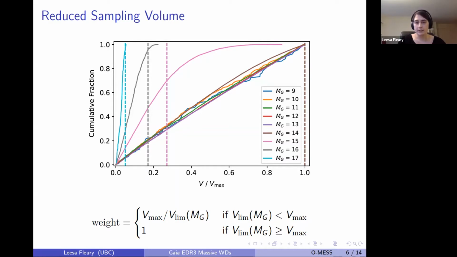And then in constructing the cooling distributions, I correct for this reduced sampling volume by assigning a weighting that gives the expected number of white dwarfs you would see if we could actually see out to the same volume at all magnitudes.